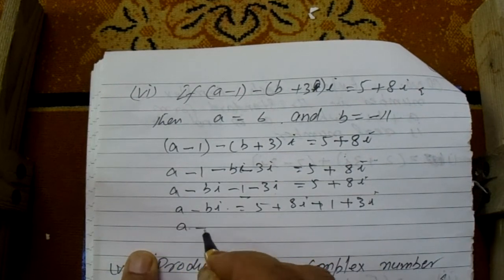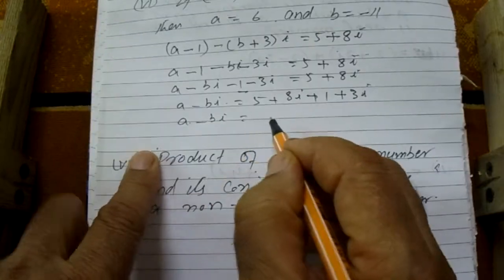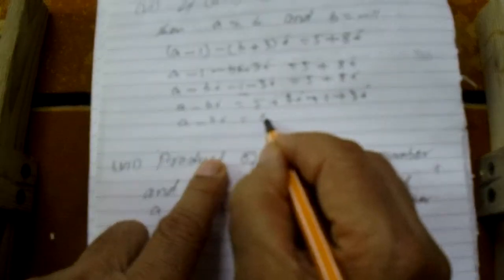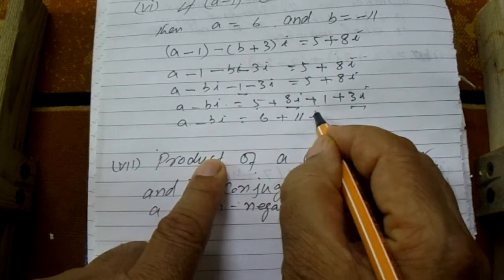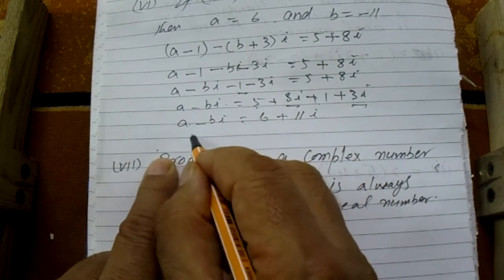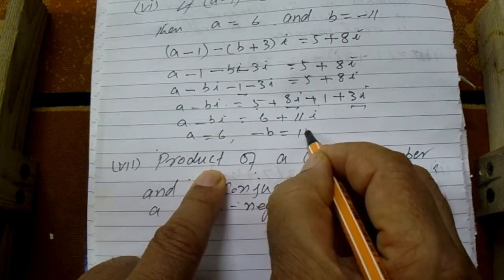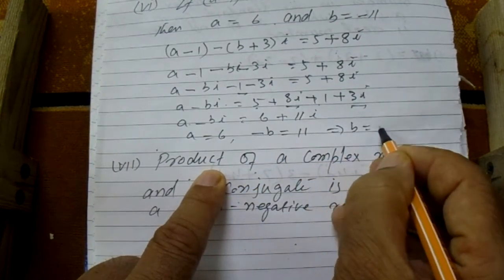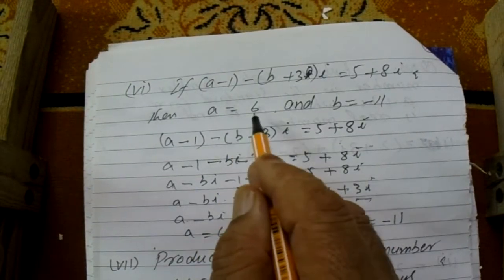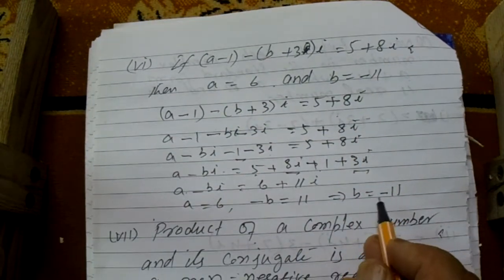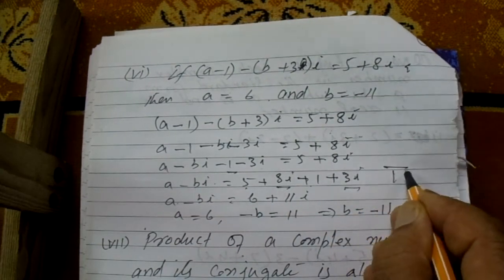Now a minus b iota is equal to this 5 plus 1, 6, and this 8 iota plus 3 iota, you write here 11 iota. Now comparing both sides, a is equal to 6 and minus b is equal to 11. Now here b is equal to minus 11. Now the given is a is equal to 6 and b is equal to minus 11. So the answer is same. You write this statement is true.